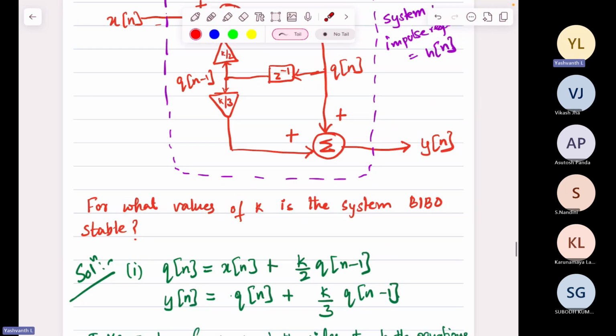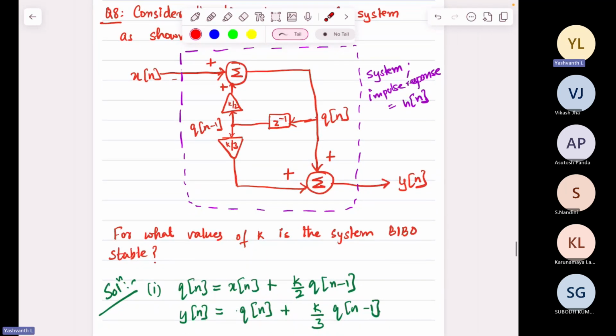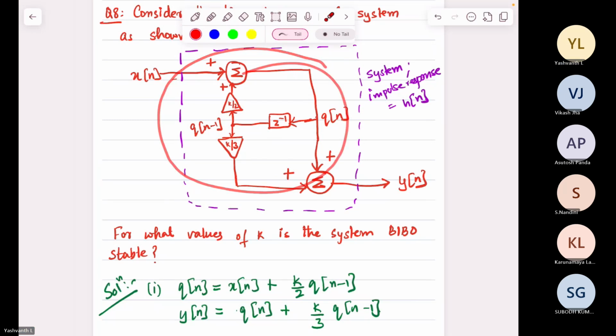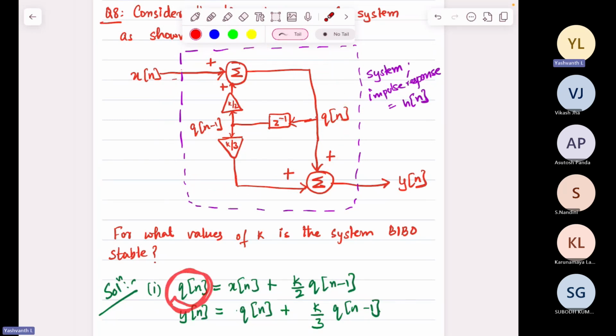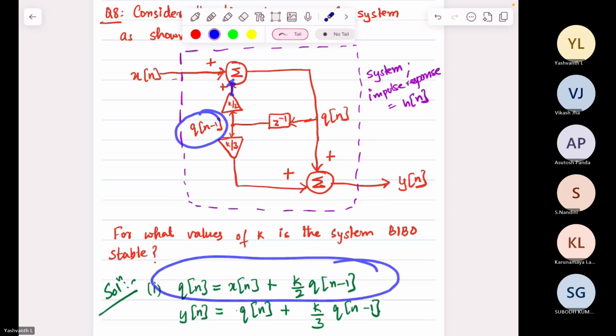Now let's try to write down mathematically what this block is doing. First equation: write the expression for q of n. Where is q of n? Q of n is here, and that is obtained as the output of this adder. Maybe I'll change color. See, this is the adder here. The output of this adder is nothing but q of n. Therefore, what is the input to this summation? X of n plus k by 2 into q of n minus 1. That's what I'm writing here.